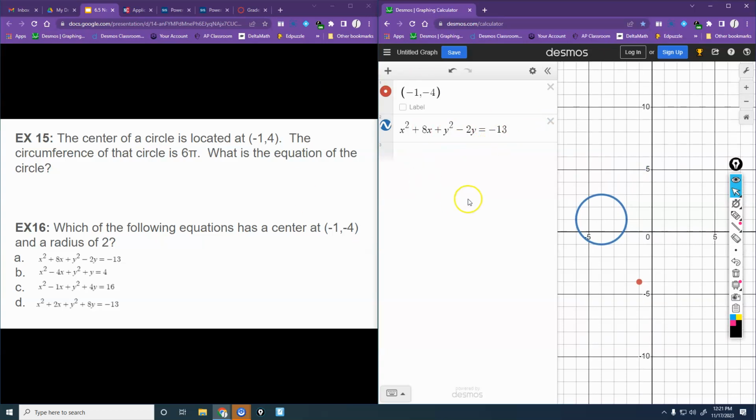This was a huge deal whenever they started letting us use Desmos because those calculators will not graph a circle. So the fact that this will graph a circle like this makes this so much easier to deal with for these problems. So is this one correct? Does it have a center at negative 1, negative 4? No, definitely not, right? So A is not it, right?